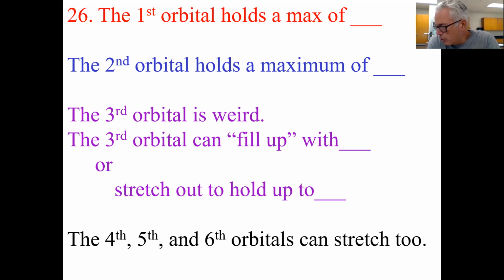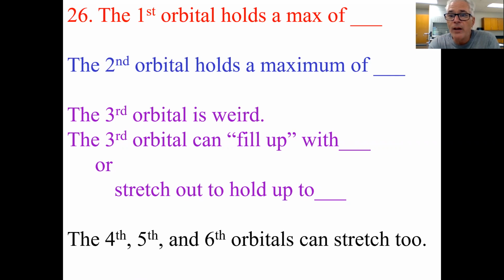The second orbital, you can again look at the table because the noble gases only have full electron orbitals. They hold the maximum number of electrons that can fit. The second orbital, of course, holds 8. First orbital is 2, second orbital holds 8, so it's 2-8.